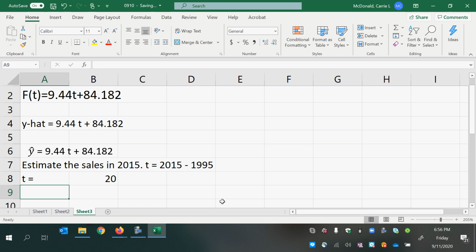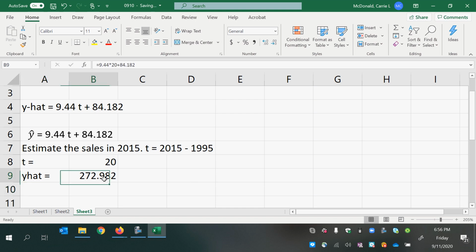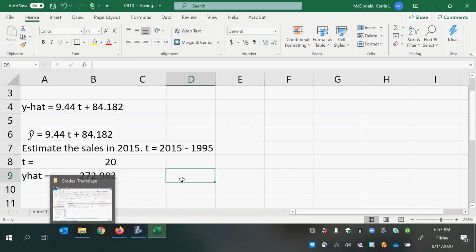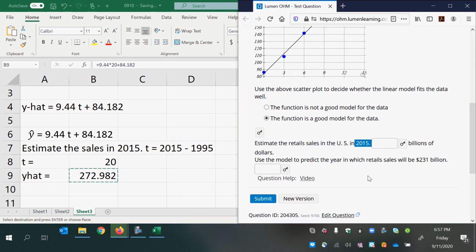Okay, so I'm going to come up with my y hat by taking the slope and multiplying it times t. So equals 9.44 times 20 plus 84.182. So there's the amount of money that we would have made in that year in the US in billions of dollars. Okay, so let's go ahead and take that answer and submit it here.